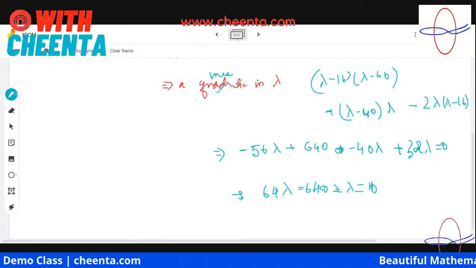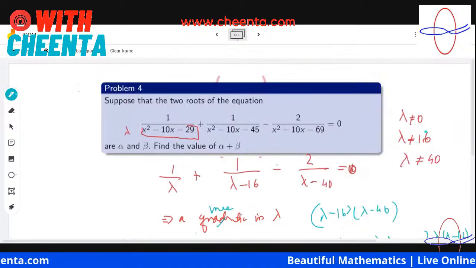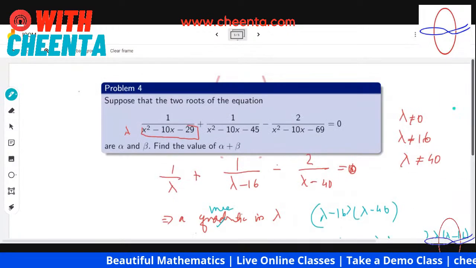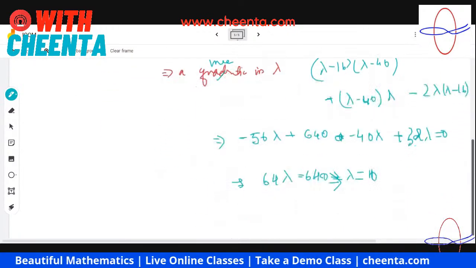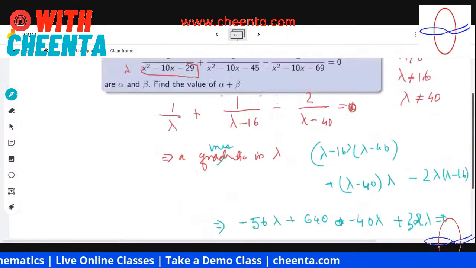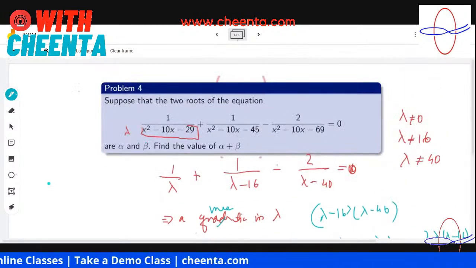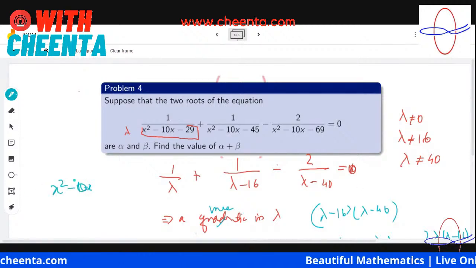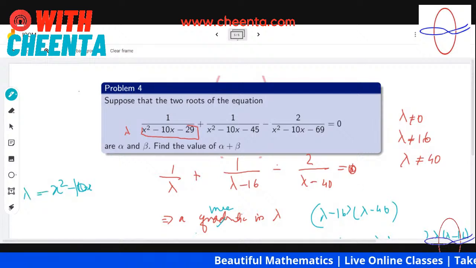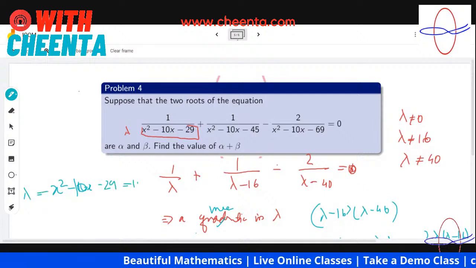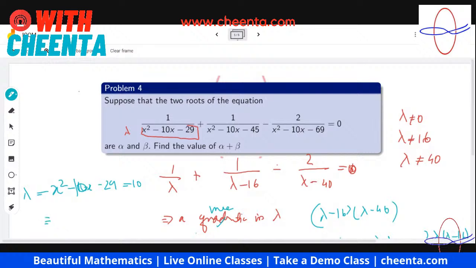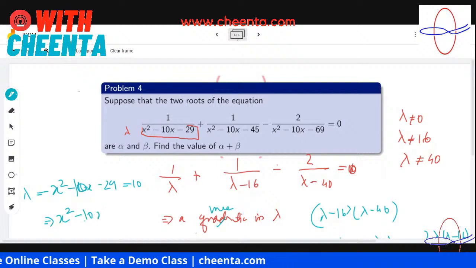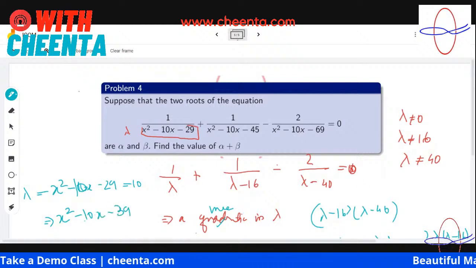So therefore lambda can never be 0, 16 or 40 from here. If it's 0, then it must be 10. So therefore you get that lambda is equal to 10 only. So therefore you get x square minus lambda x minus 39 is equal to 0, which is x square minus 10x minus 39 is equal to 0. So you get again a quadratic in x.